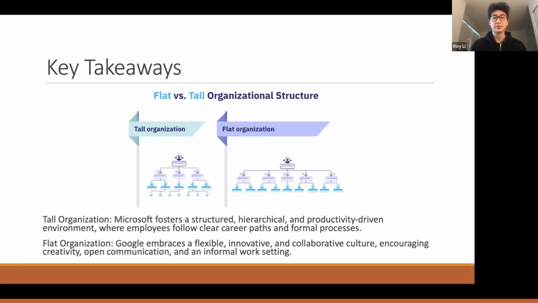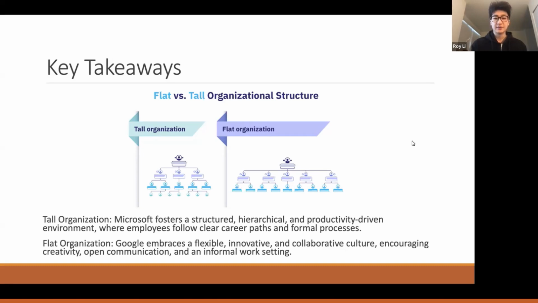This is Yong Yao Roy Lee, and I'm going to share some key takeaways from this group's project and case study. Microsoft and Google are two of the world's leading technology companies, and they have distinct organizational cultures that shape their employees' working experiences. On the left-hand side of the graph, we can see a more hierarchical organization, which represents the work culture at Microsoft, where employees have a clearer career path and formal processes in their workflow. On the right-hand side, we can see a flat organization, which represents the culture at Google, which is more flexible, innovative, and collaborative, emphasizing teamwork, where employees can be more creative, have more open conversations, and informal work settings such as work from home and a more hybrid work setting as well.